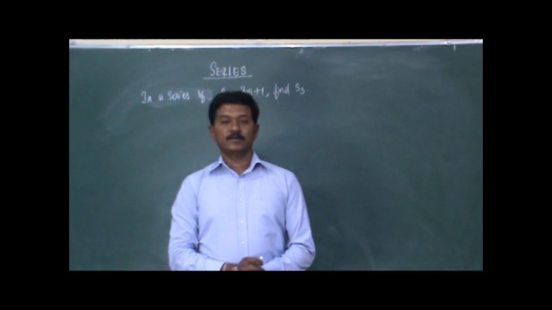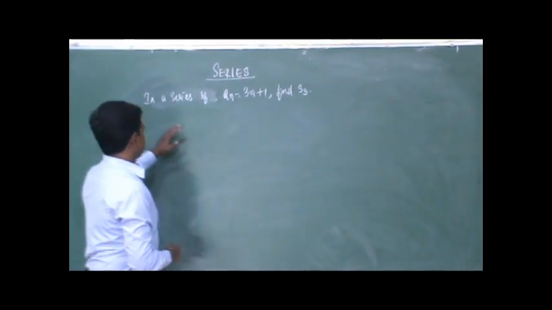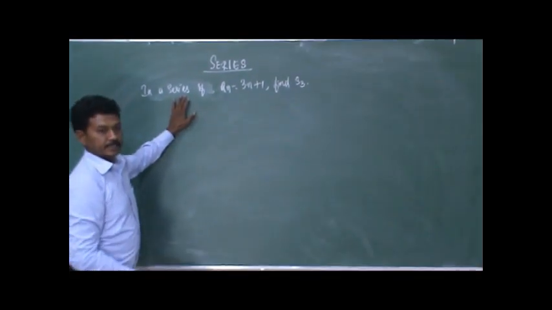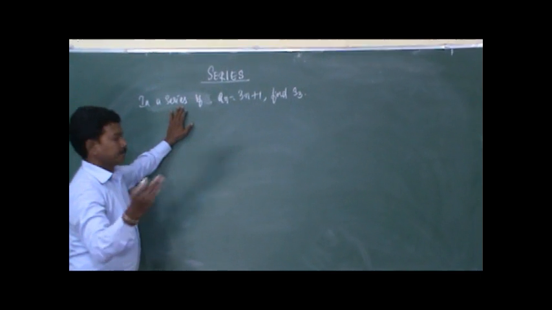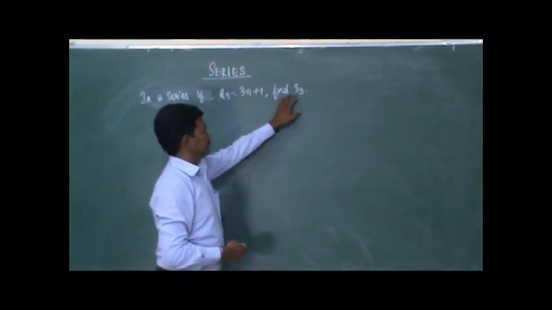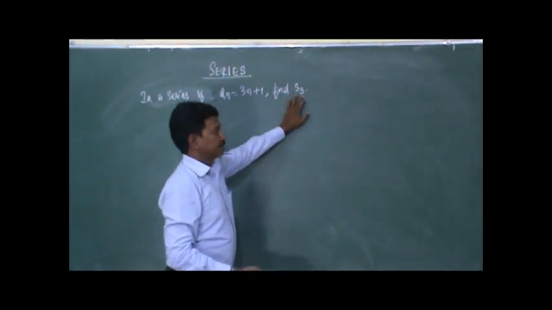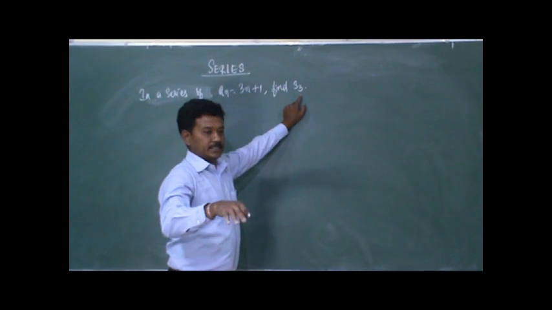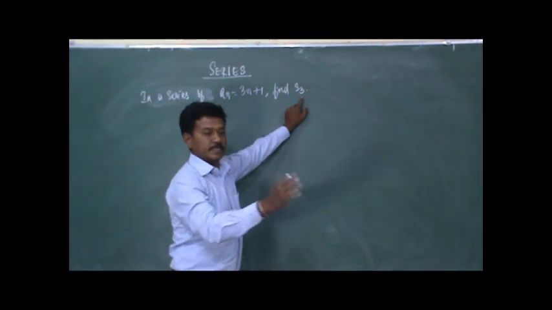So based on series, we will solve a very simple problem related to the series of a sequence. The problem goes like this. You have to remember what a series is: the sum of the terms of a sequence is called the series of the corresponding sequence. In a series, if the nth term is represented by 3n plus 1, then find S3. S3 means we first need the first 3 terms of that sequence. Without knowing the terms of the sequence, we cannot find the sum of the terms.